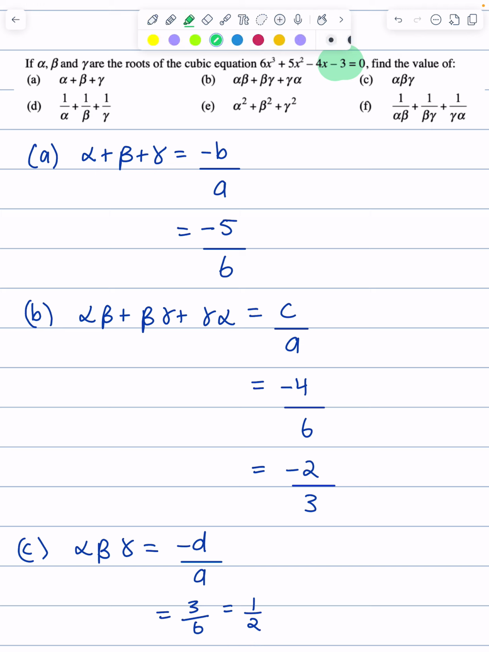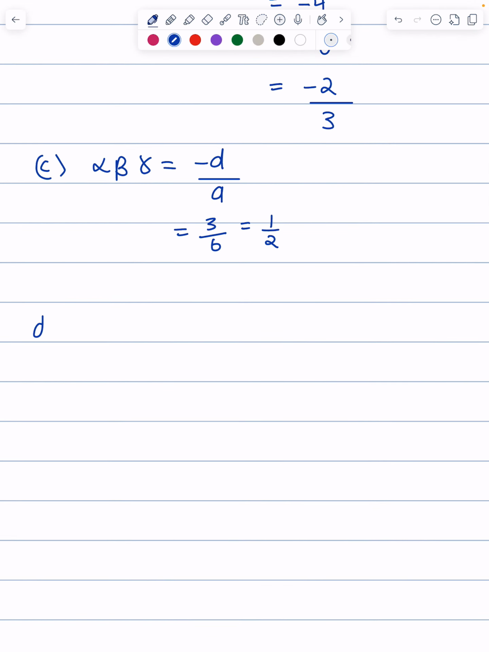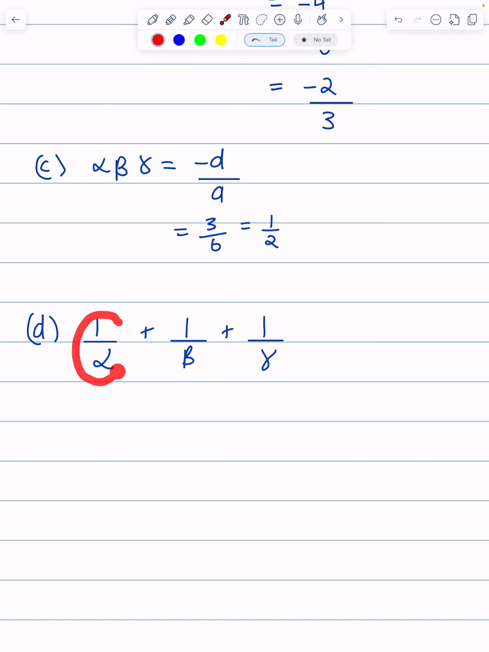Now we're going to move on to the next part, which is D, which is a little bit trickier. So having a look at D, I have this fraction, and what I want to do is manipulate it so that I can use something that involves A, B, or C in that solution. So here I'm going to move down and rewrite the question. I've got 1 over alpha plus 1 over beta plus 1 over gamma. Notice that I want to make a common denominator. So for this fraction here, I need to multiply by beta and by gamma.